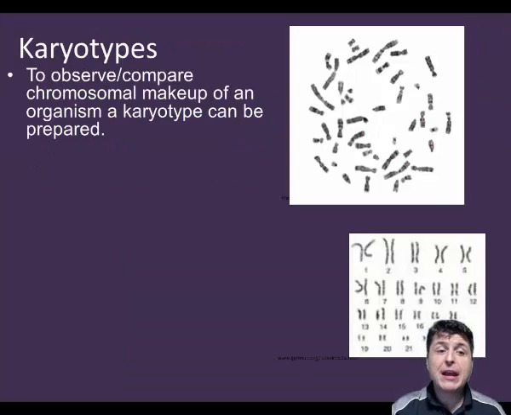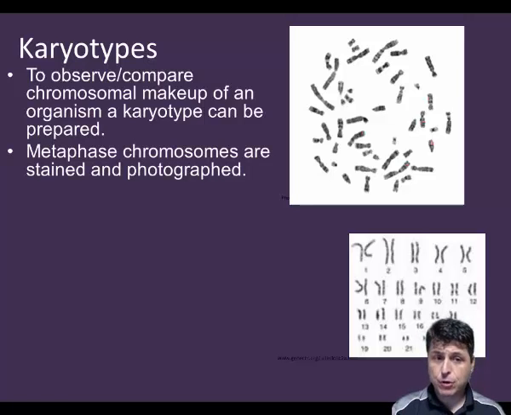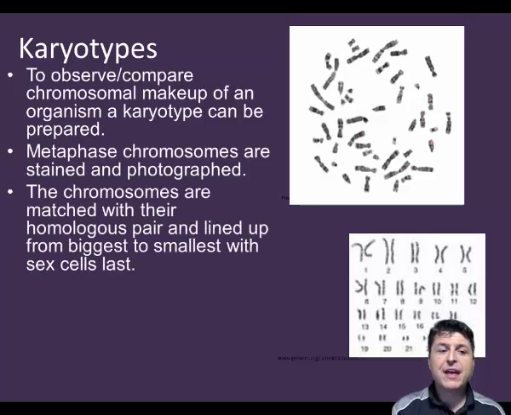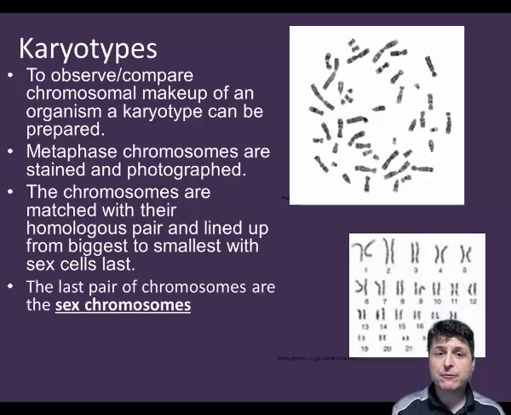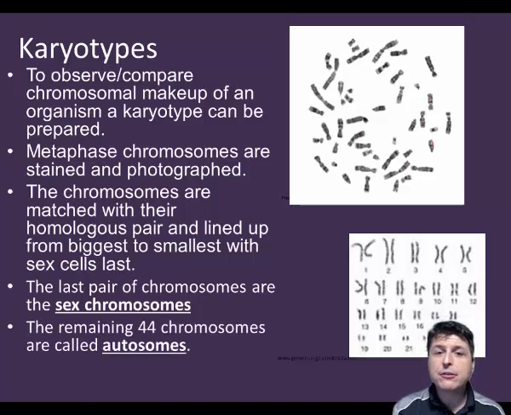To observe or compare the chromosomal makeup of an organism, a karyotype can be prepared. Metaphase chromosomes are going to be stained and photographed. Those photographs are enlarged and the individual chromosomes can be cut out. We then match up the chromosomes with their homologs and line up the chromosomes from biggest to smallest. The last pair of chromosomes are going to be our sex chromosomes, and all of the other chromosomes we call autosomes.